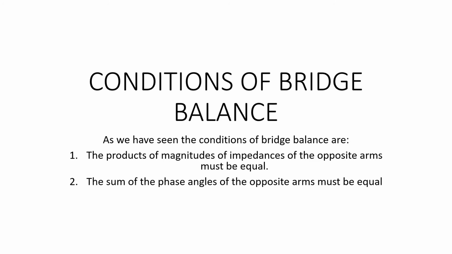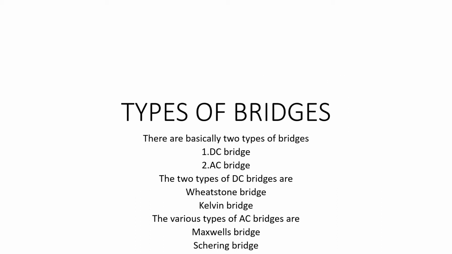As we have already seen, what are the conditions of the bridge balance? The products of the magnitudes of the impedances of the opposite arms must be equal. We have seen this, Z1 Z4 equals Z2 Z3. And the next condition is that the sum of the phase angles of the opposite arms must be equal. That is, the phase of branch 1 plus phase of branch 4 must be equal to the phase angle of branch 2 plus phase angle of branch 3.